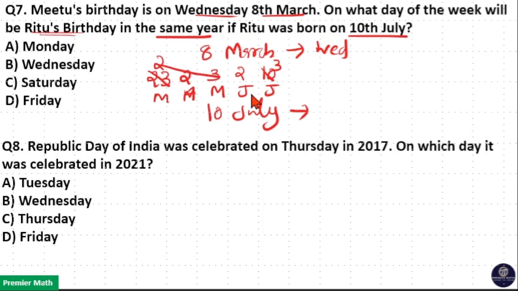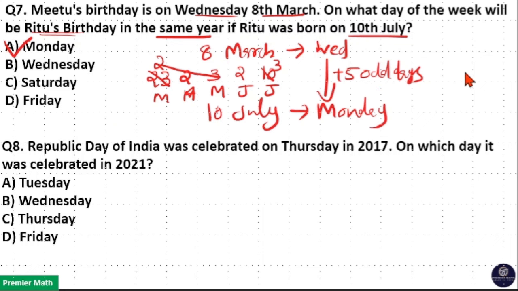So Wednesday plus 5 odd days between 10th July and 8th March. So Wednesday plus 5 will give you Monday. So option A is your answer. Either you can calculate Wednesday plus 5 or you can calculate Wednesday minus 2. 5 plus 2 is 7. So Wednesday minus 2 is also Monday.